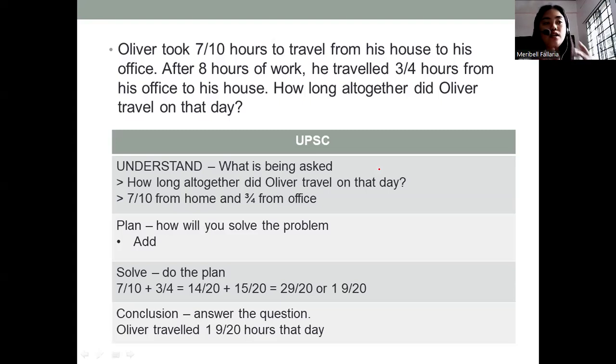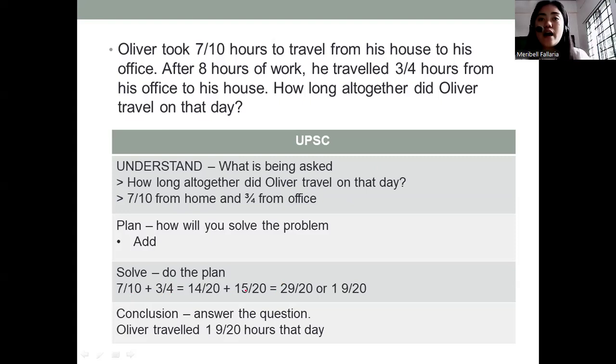After that, look at the presentation. Plan: how will you solve the problem? Since the question asks for the total, all together, when we say all together, we add. Okay? Next, solve through the plan. If we add all of these, as you can see, they have different denominators. So we're going to get the LCM, which is 20. Now, 20 divided by 10 is 2, times 7 is 14. Then 20 divided by 4 is 5, times 3 is equal to 15.